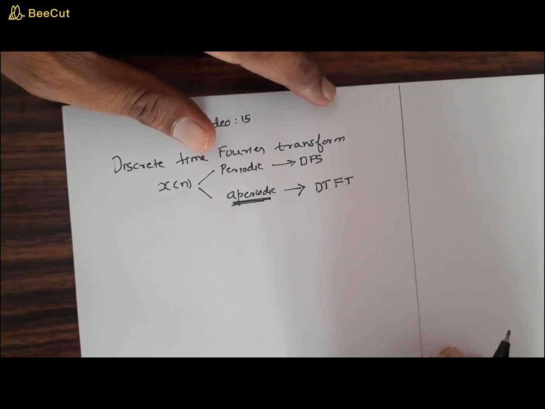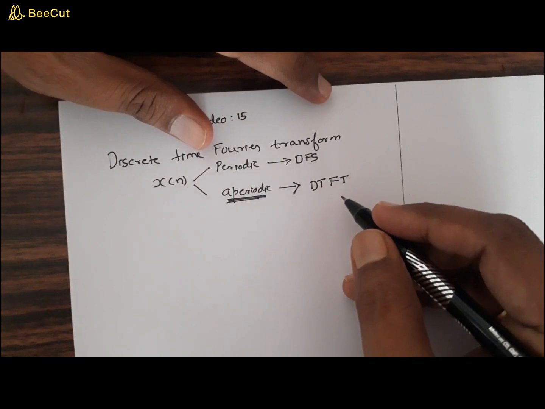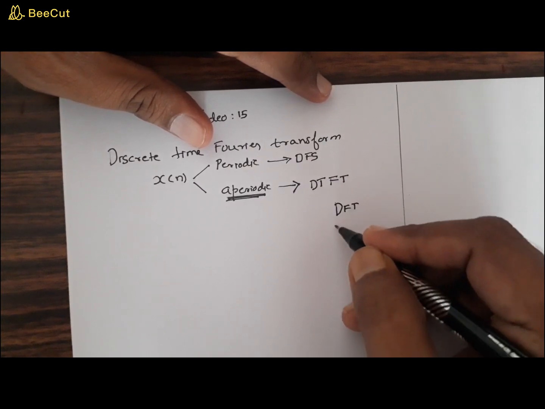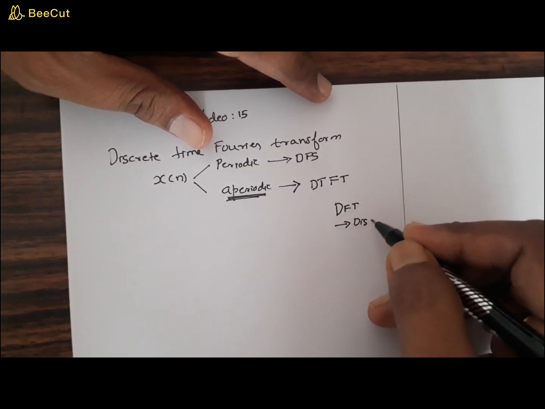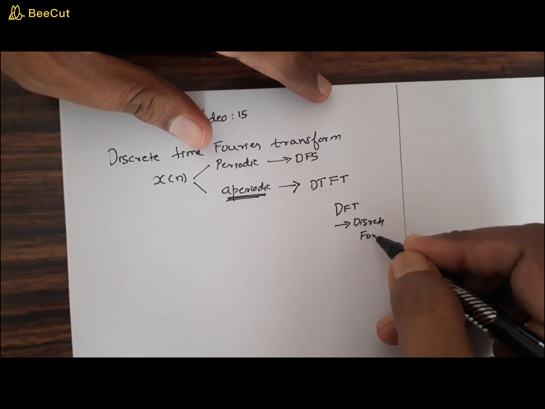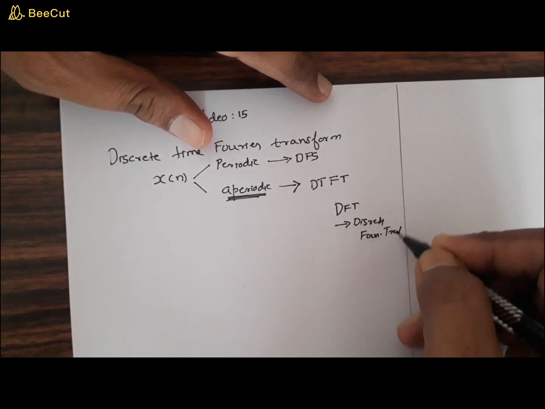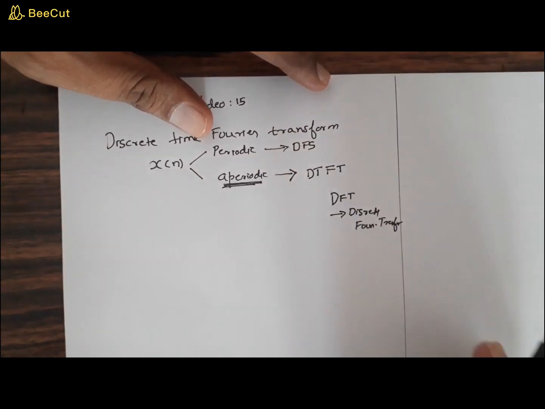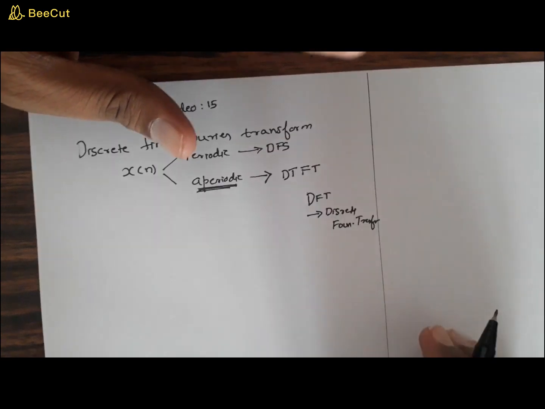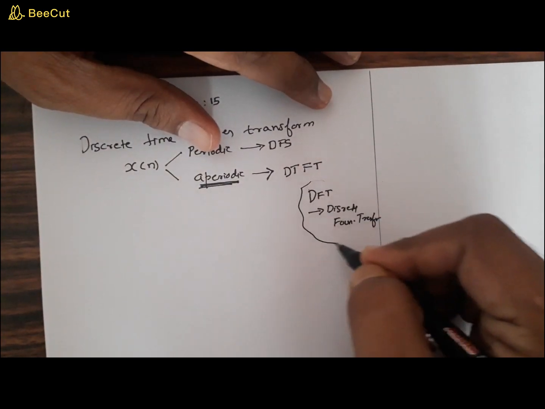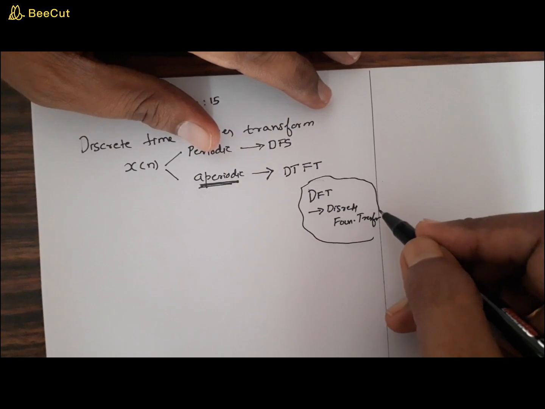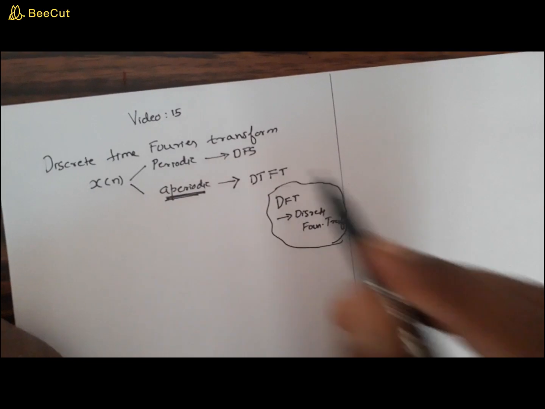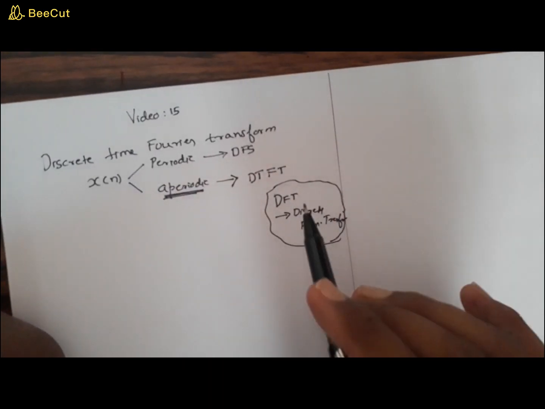Along with this, I am also introducing another term called DFT. This is called the discrete Fourier transform, and this is called the discrete time Fourier transform. Even though DFT is beyond the scope of our syllabus, and we just need to study only DTFT, I'll still give you an idea about what DFT is.